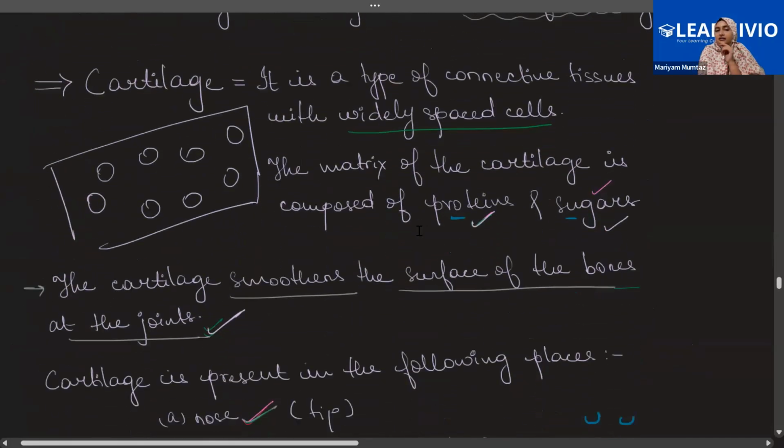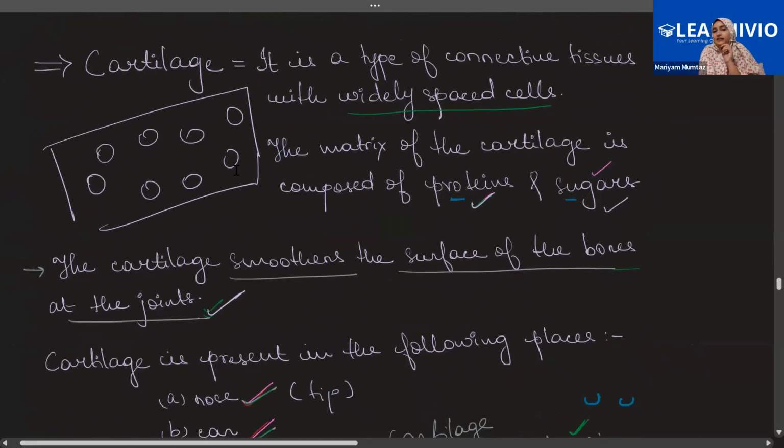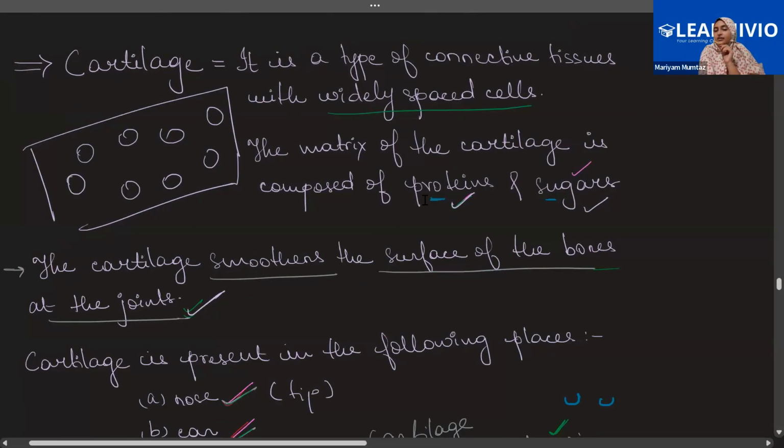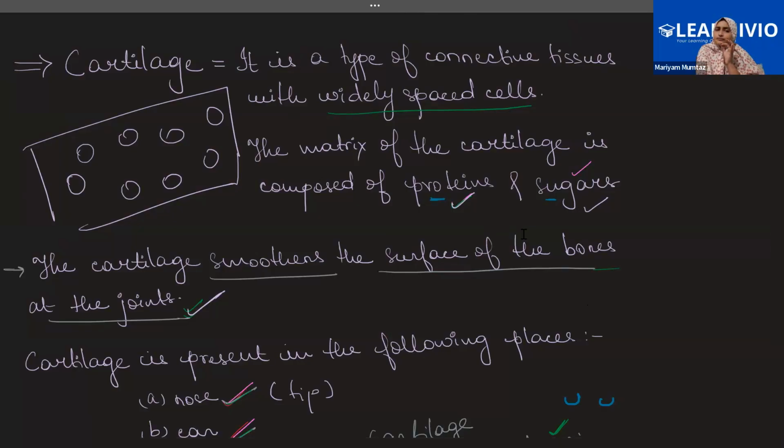The next connective tissue is the cartilage. Cartilage is a type of connective tissue that has a lot of spaces between the cells, and the matrix of the cartilage is composed of proteins and sugars, meaning it is made up of proteins and sugars, because of which it is softer than the bone.